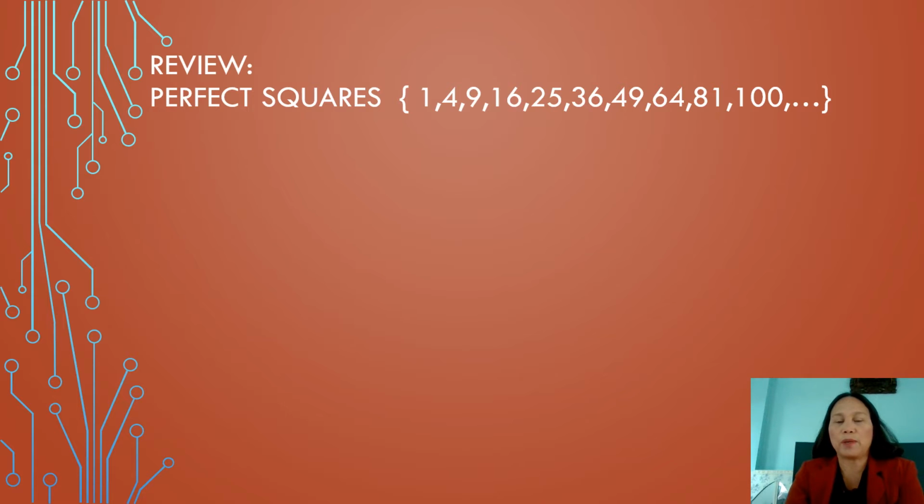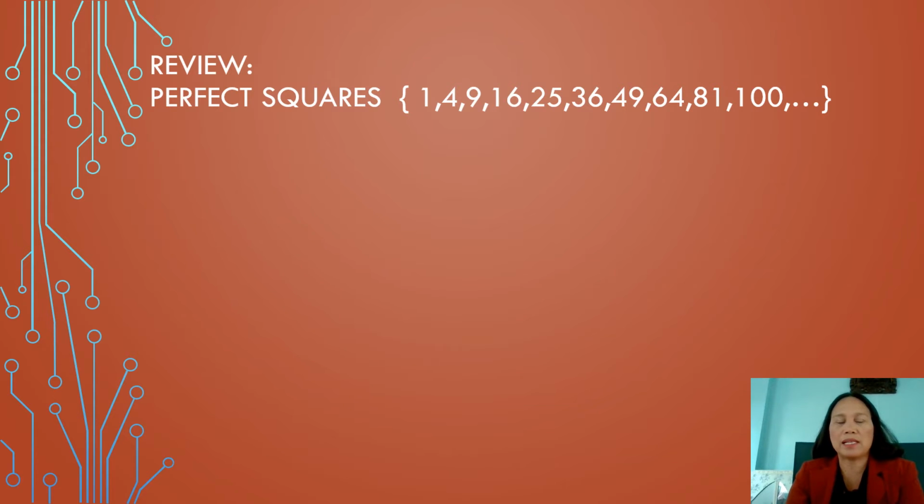I have here a set of perfect squares. We have 1, 4, 9, 16, 25, 36, 49, 64, 81, 100. These are the results if a number is multiplied to itself.